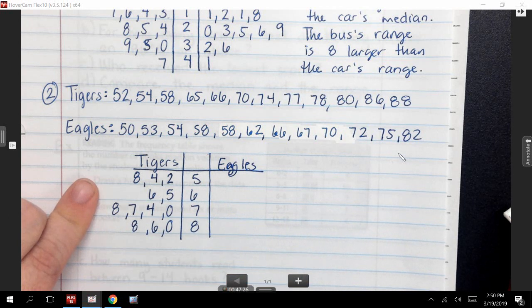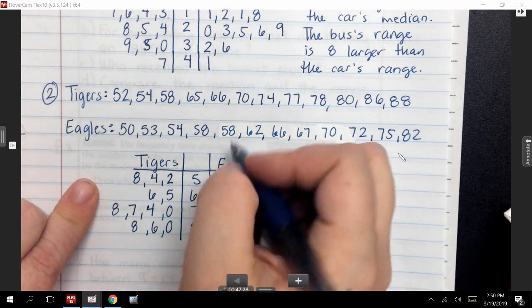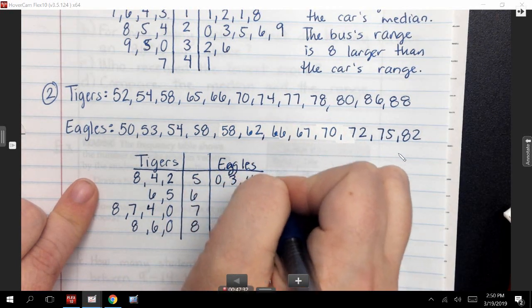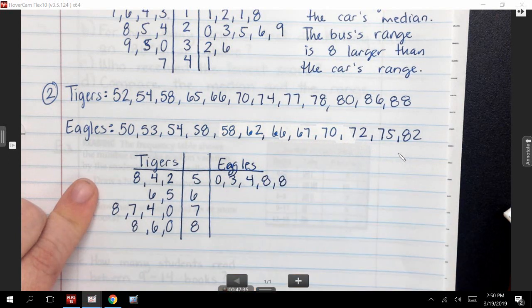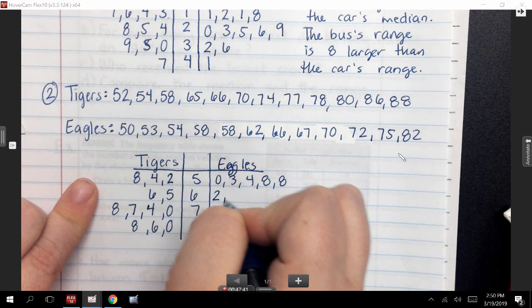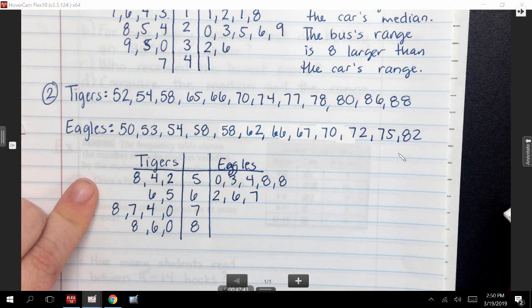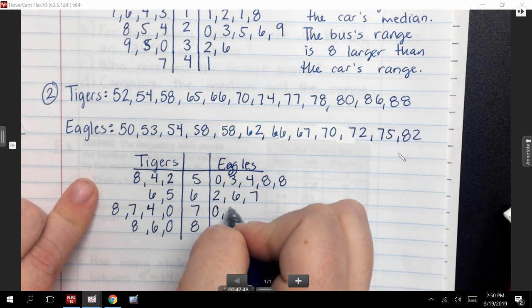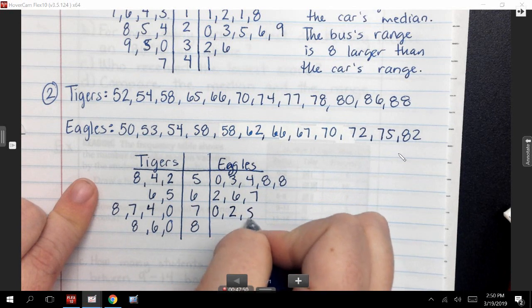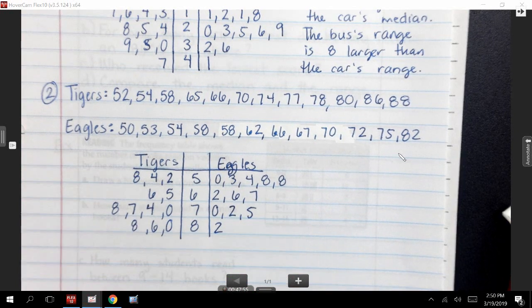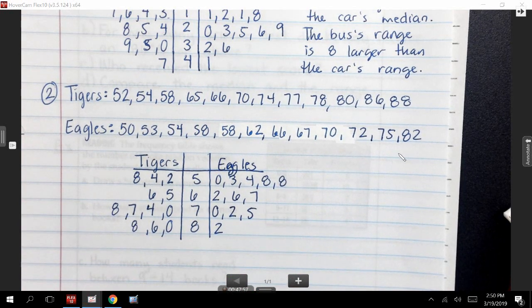For the Eagles on the 5, what leaves do I need? Cameron? 0, 3, 4, 8. Make sure we have both of the 8s there. For the 6, what leaves do I need, Holland? 2, 6, and 7. London for the 7s. 0, 2, and 5. For the 8s, Joelle? 2. All right. I think on this one, that's really all we needed to do.